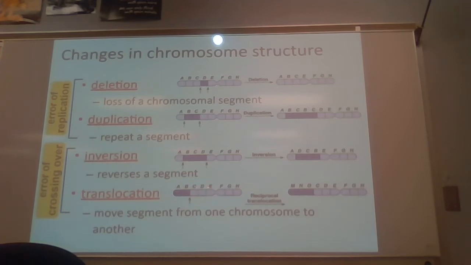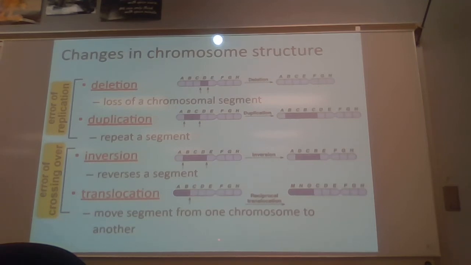So this isn't the best example, because really this should be showing starting with 2 different chromosomes and ending with 2 different chromosomes, because we're moving one part to a different chromosome. But you can see here this AB gene got switched with an MNO gene that would originally have been on a different chromosome. The AB is going to end up on the other one. Translocation, we're moving genes around from one chromosome to the other.